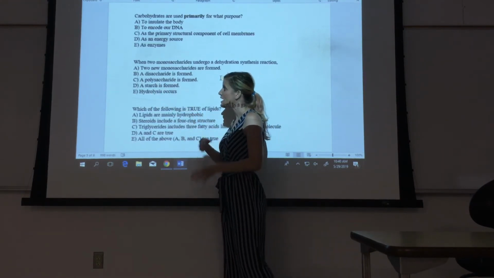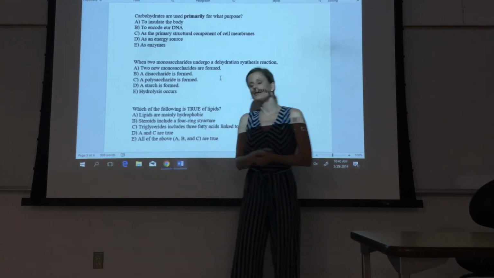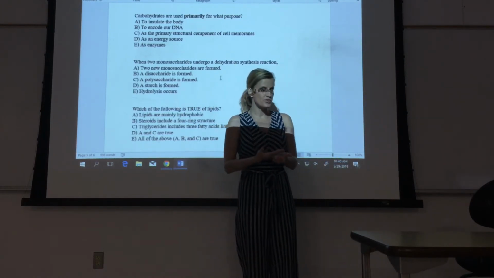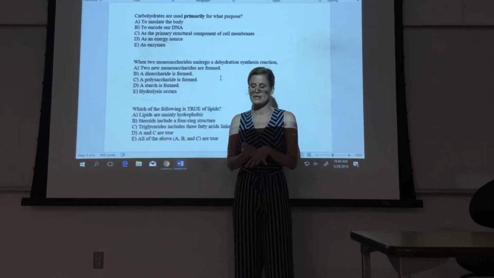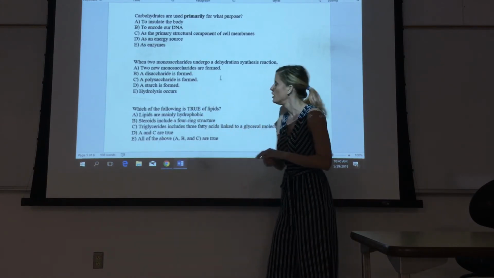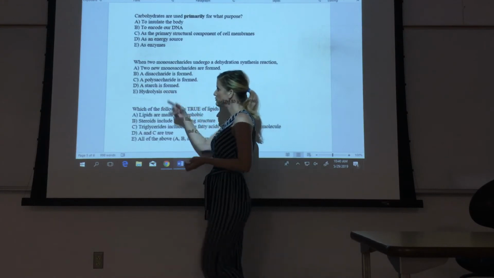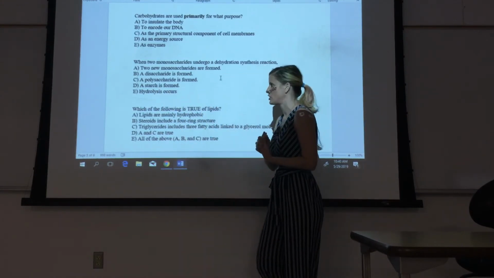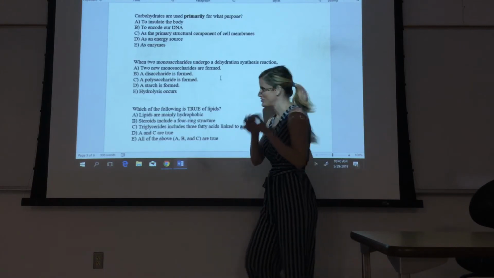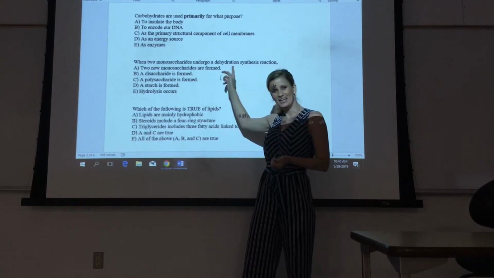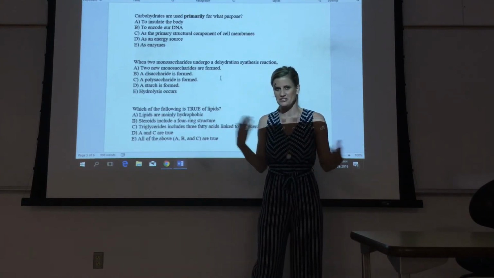A polysaccharide is formed. A polysaccharide is when we have many sugars together. So glycogen, for example, that we just talked about, would be an example of a polysaccharide. Okay, so more than two sugars together. A starch is formed? No, starch is a polysaccharide. Starch is a really big polysaccharide. It's not just two sugars. Hydrolysis occurs. Now, hydrolysis is the opposite of dehydration synthesis, so that just doesn't make sense at all.